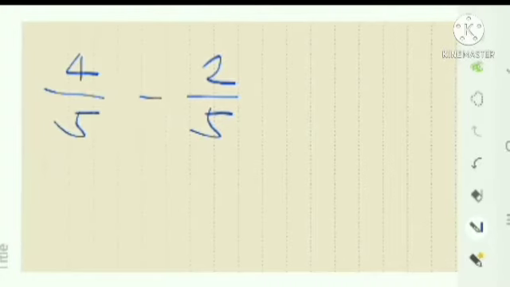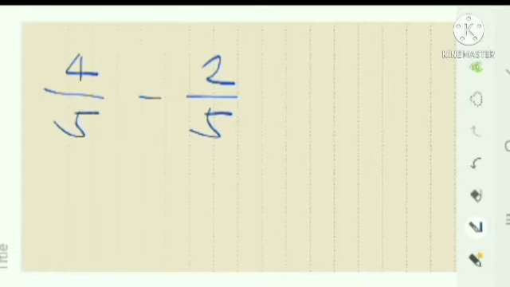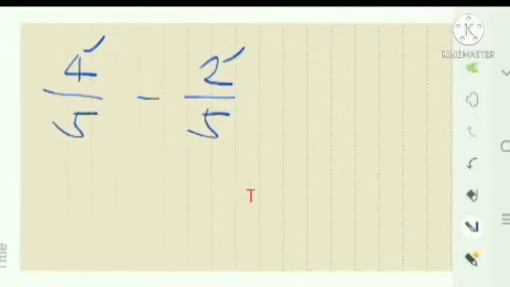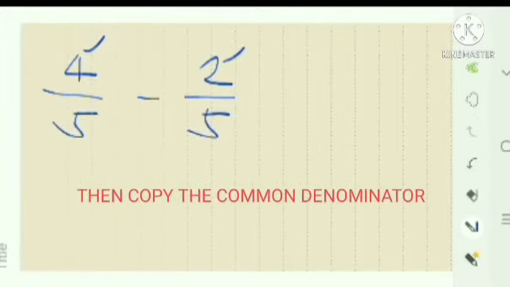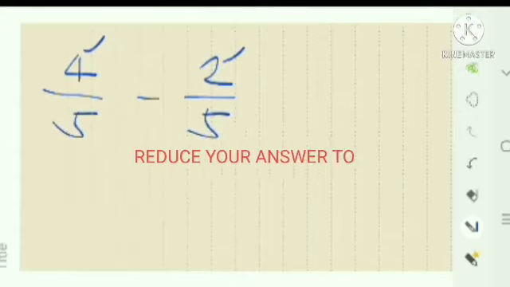Okay, so to subtract fractions with the same denominator, just subtract the numerators. Our first fraction has numerator 4. The second fraction has numerator 2. Then copy the common denominator. Our common denominator is 5. Then reduce your answer to lowest terms if possible.